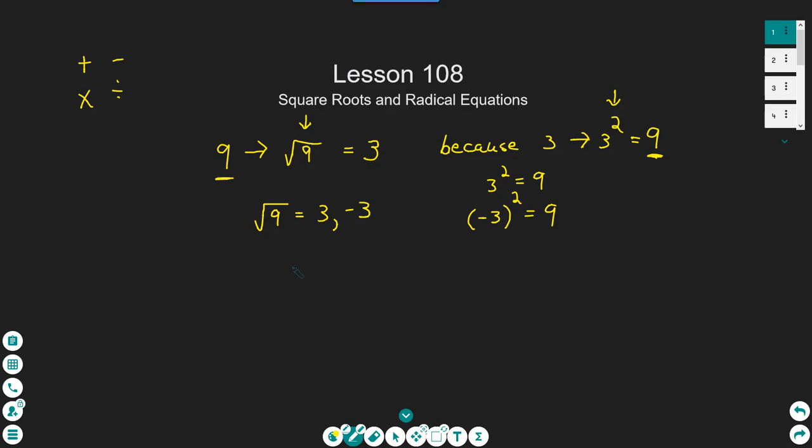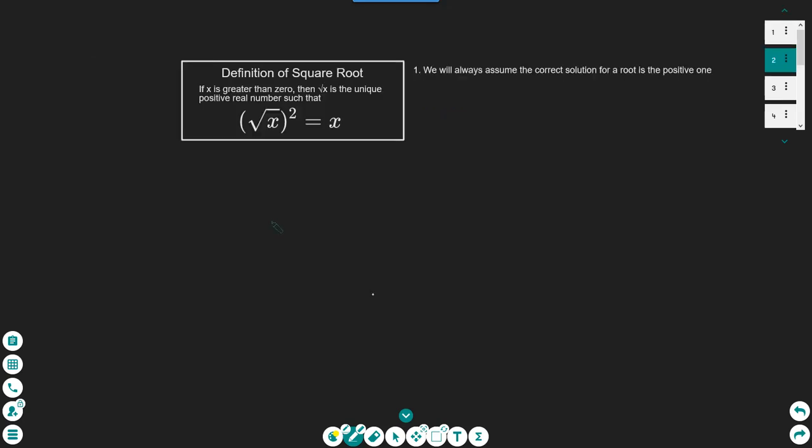Well, I think we've talked about this before, but in algebra, when we use this square root sign, we are always assuming that the solution that we want is the positive solution. So when we just see the square root, we can ignore this negative solution and say that our solution is, in fact, just a 3. All right? So keep that in mind.